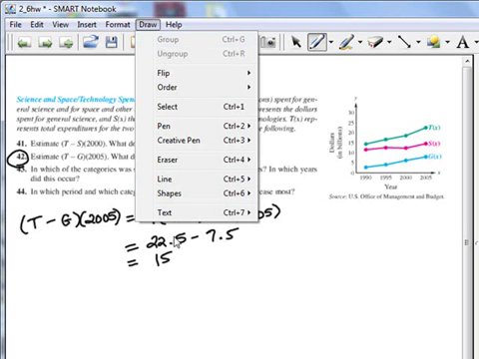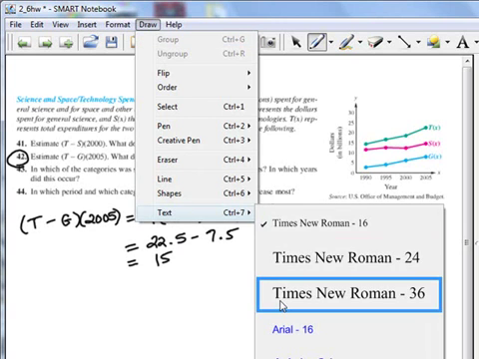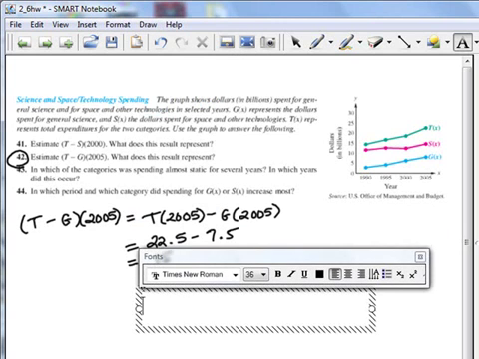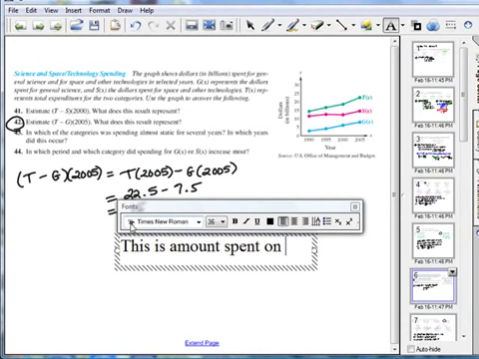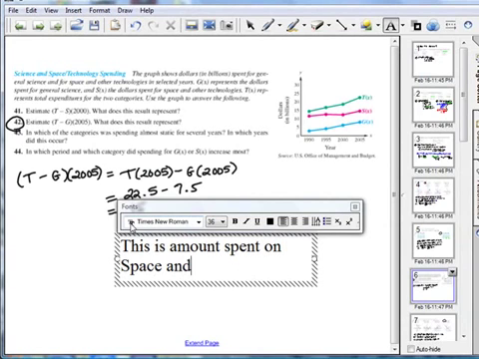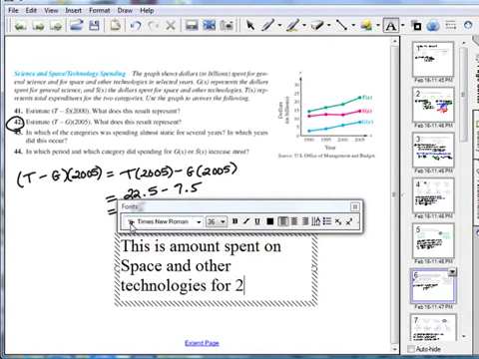So I can put this in here. So this is amount spent on space and other technologies for 2005.